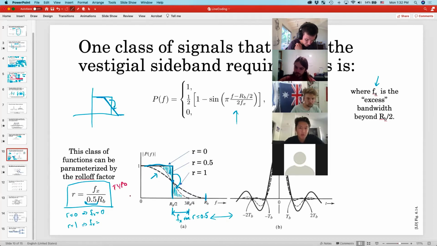Right, so yeah, I think this should be fx times 0.5 over RB. I think that 0.5 should be on top. Then all of a sudden this expression actually agrees with the figure.